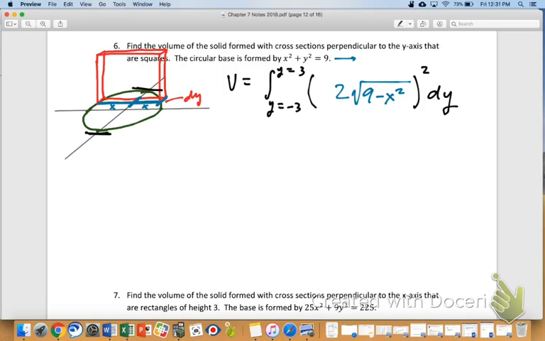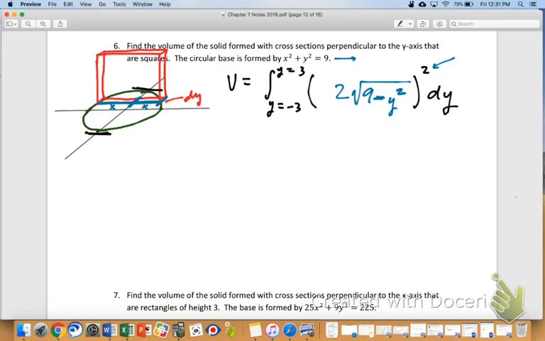I'm just solving for, it should be 9 minus y squared. I was getting ready to say it and realized that doesn't make any sense. Solve for x on that equation, and you get plus or minus. I'm only going to consider the plus, but because of the squared, it doesn't really matter. Okay?